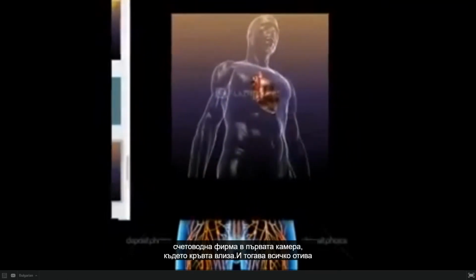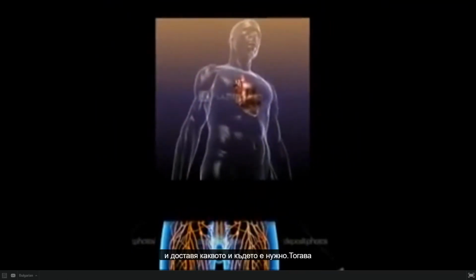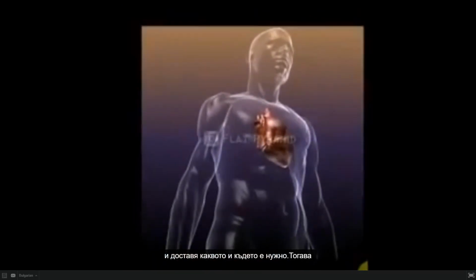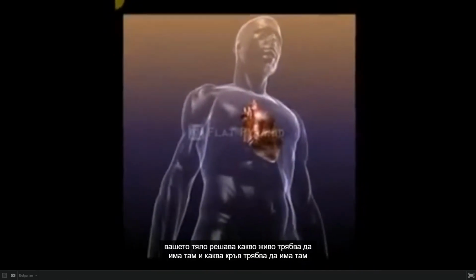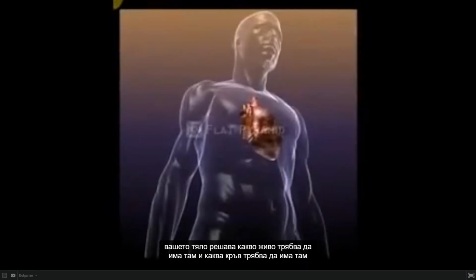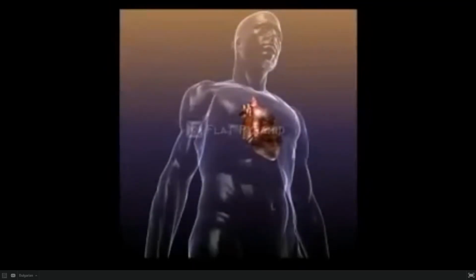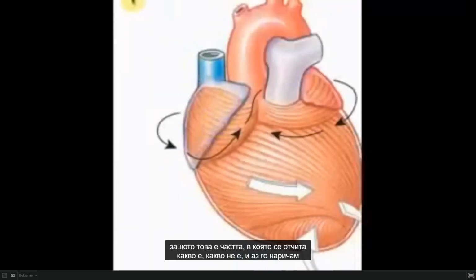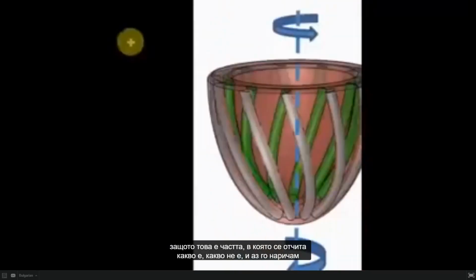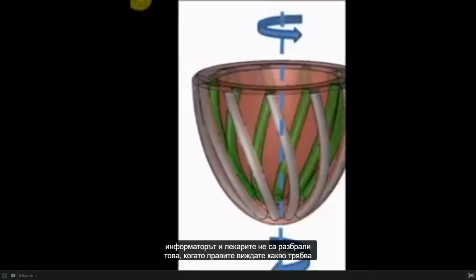And then everything goes flat and it goes back onto delivery where it needs to be done. And then your body decides what lymph has to be there, and what blood has to be there, and what immune system needs to be taken. The return of flow to the heart is the most important piece of the whole operation, because that's the piece where it reports back what has been and what has not. As I call it, it is the informer.